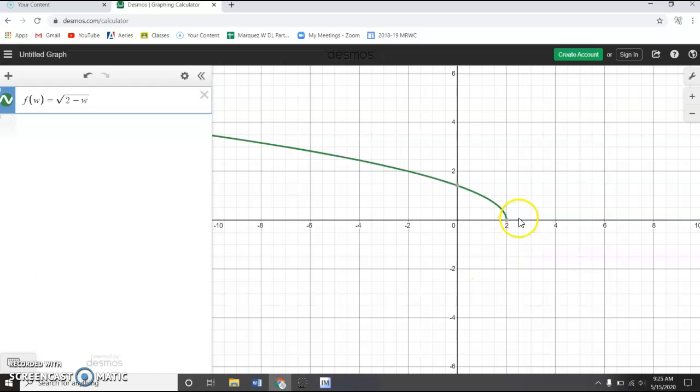So notice it starts at 2. Actually, we're going to be decreasing, and then it actually stops at 2. So we're going to take a moment to sketch that and see what that means in terms of the interval for the domain.